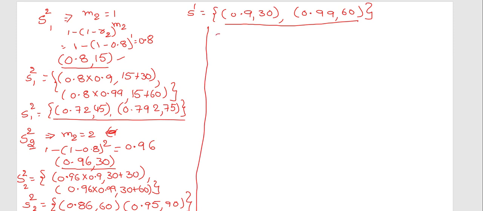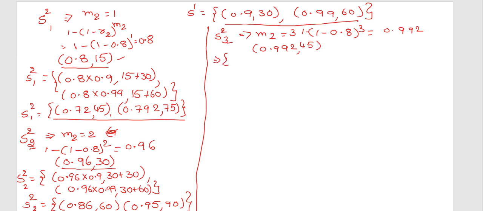Now not completed. Stage 2 with 3 copies. What is M2 value? M2 value is equal to 3. 1 minus 0.8 whole cube, that is 0.992. Please use a calculator, it is very simple. Now what is the pair? 0.992 comma 3 devices, 3 devices means 45. So again the same procedure. What is this?